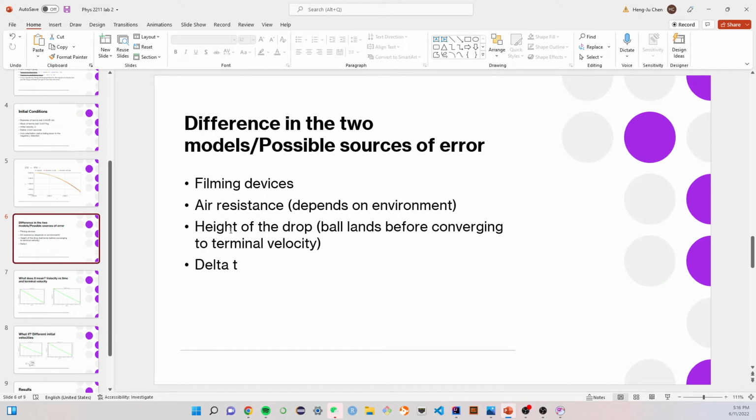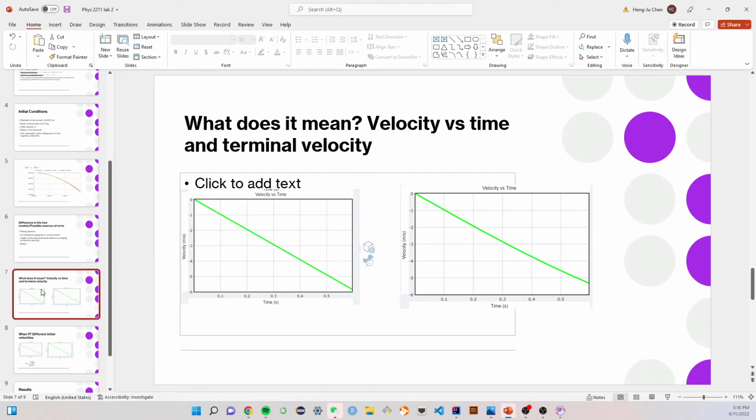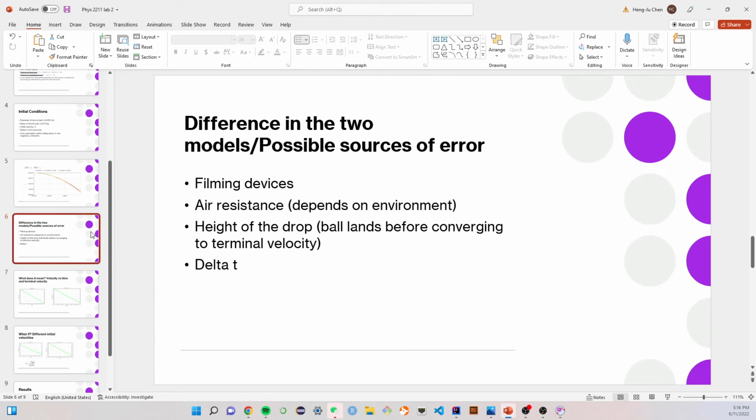Also, the height of the drop plays a big factor, since, as you can see here, with the model with drag force, as time goes on, the drag force should even out with the gravitational force, causing F net to become zero, and hence causing a terminal velocity. However, we don't really see that here. You can see small signs of it converging, but because the ball landed before it could converge, the height of the drop also plays a factor in the accuracy of this experiment.